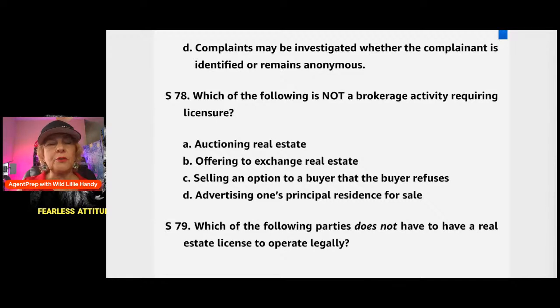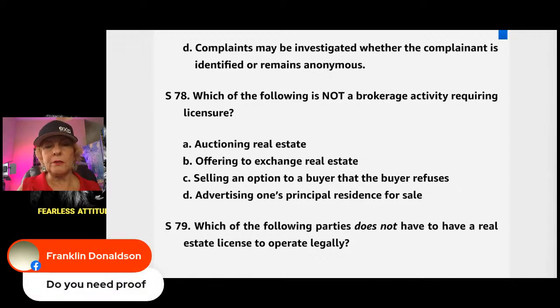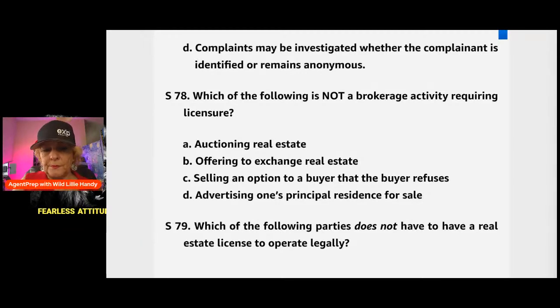Franklin, for answer to your question on the previous question, yeah, they have to show proof, okay? It's not going to be just verbal. So number 78 is actually D, advertising one's principal residence for sale. We don't need a license for that.